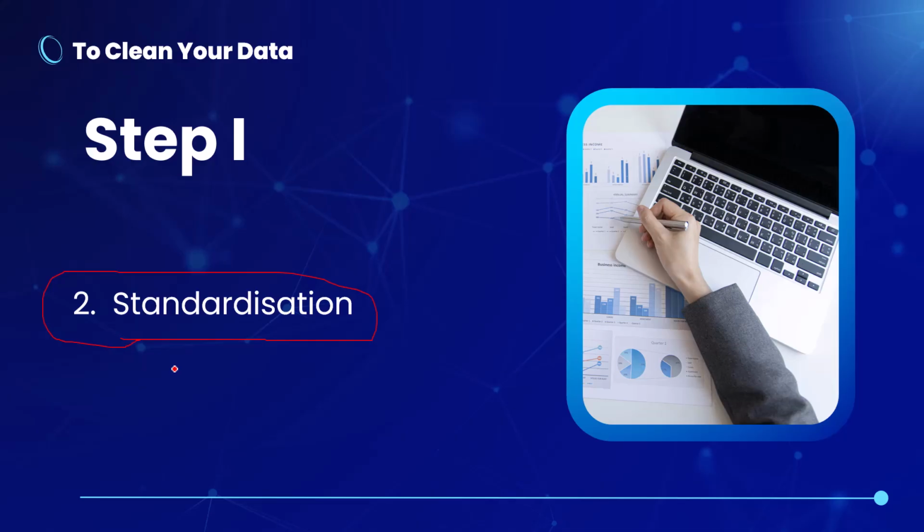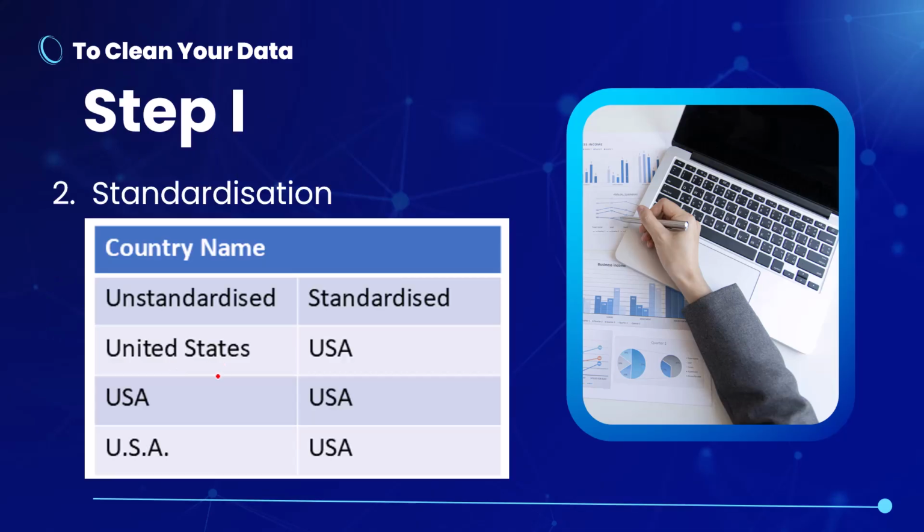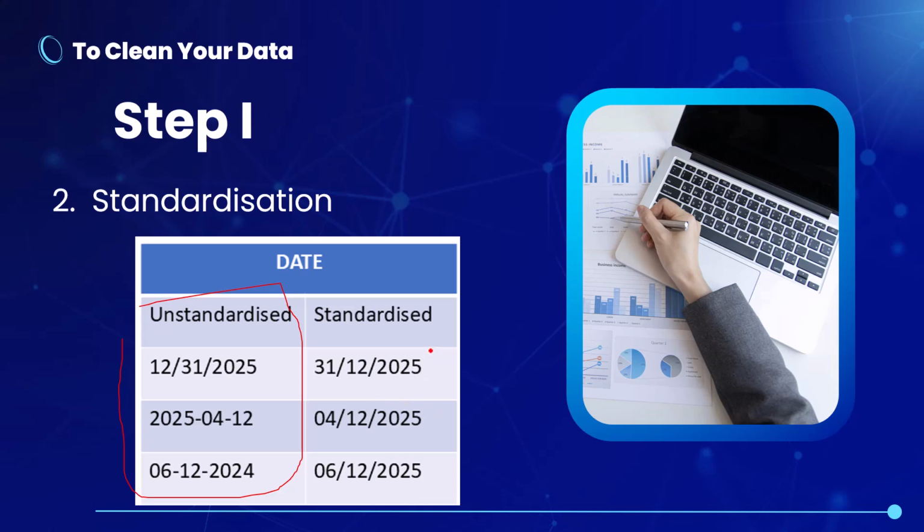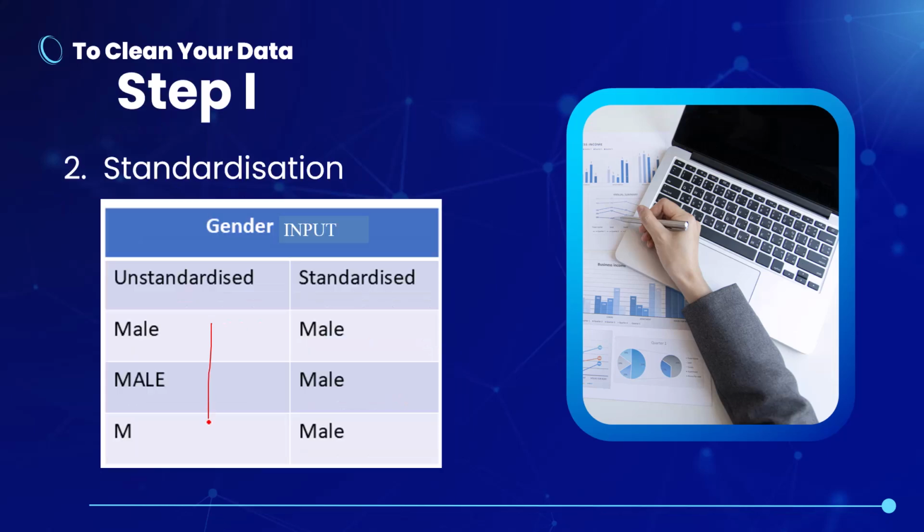For instance, we have unstandardized responses by the left side of this screen, and we have standardized version by the right side. Even your dates can come in an unstandardized format. All these are what you need to look for and correct before analyzing. Even your gender input can come in an unstandardized format. You need to look out for all these concerns and correct them before analyzing your data.